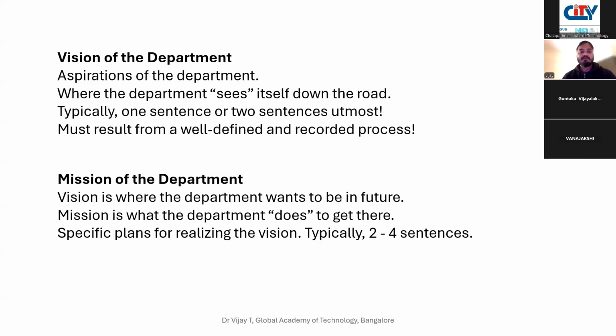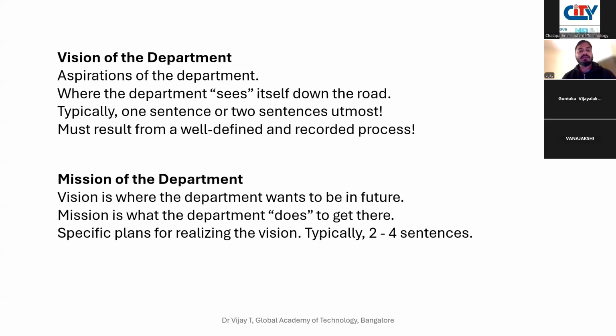So the vision of the department would usually be the aspirations of the department which have to be achieved in the long run, where the department sees itself down the road. Typically one or two sentences at most. It should be a short sentence so that everybody remembers it. It must result from a well-defined and recorded process, right? We hear the word process very often in NBA Tier 1. So what this process is has to be clearly understood by everyone who is working under outcome-based education.